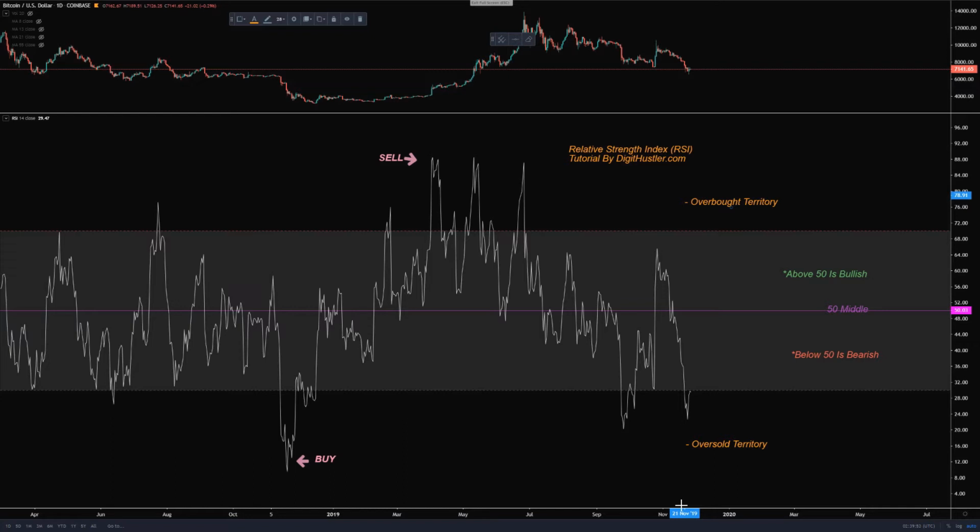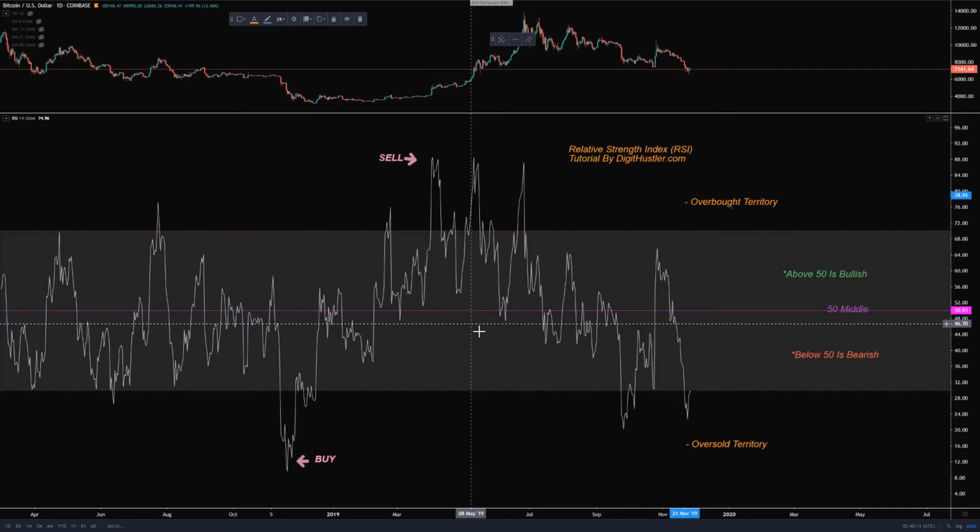So what we're going to get started on is, I want you to think of this indicator, this gray band you see in front of you right now, as a rubber band. When you pull down on the band, it's going to snap up, and when you pull up on the band, it's going to snap down.